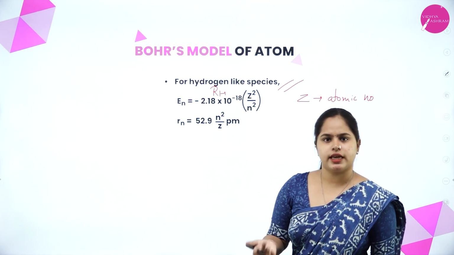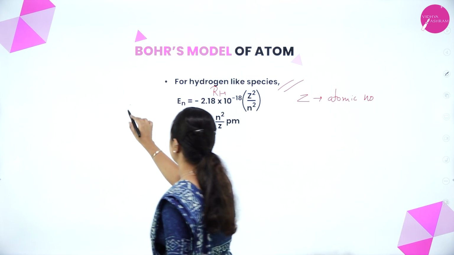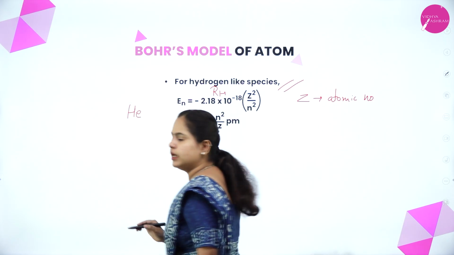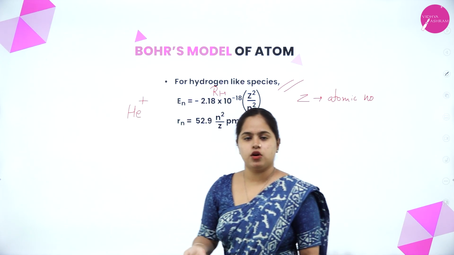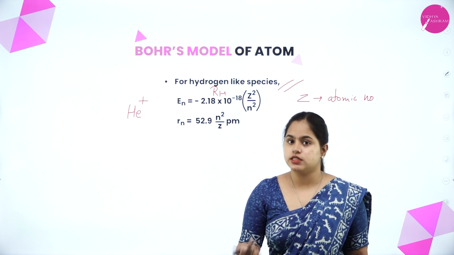So, what is hydrogen-like species? Let us consider helium. Okay, helium consists of 2 electrons. Now, what about helium plus ion? Yes, 1 electron is lost.